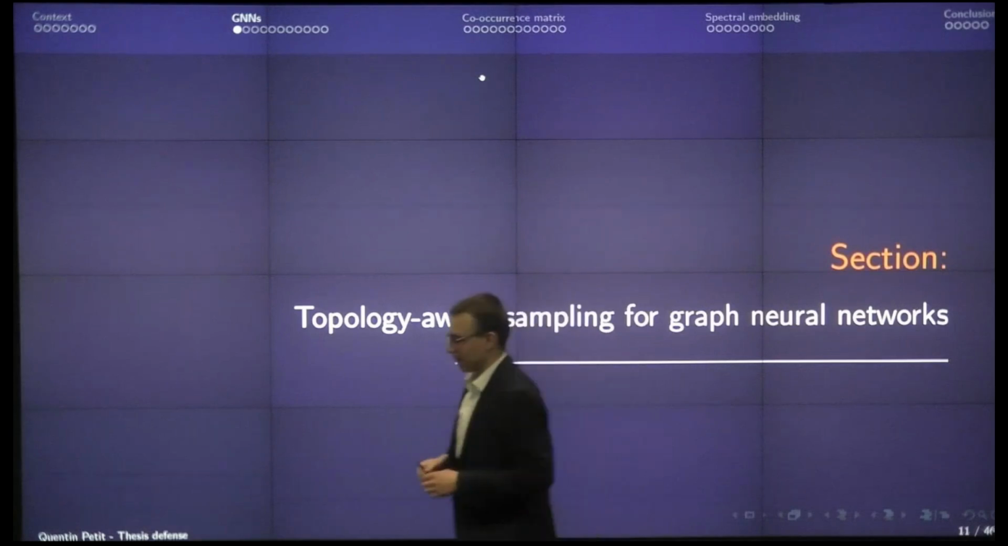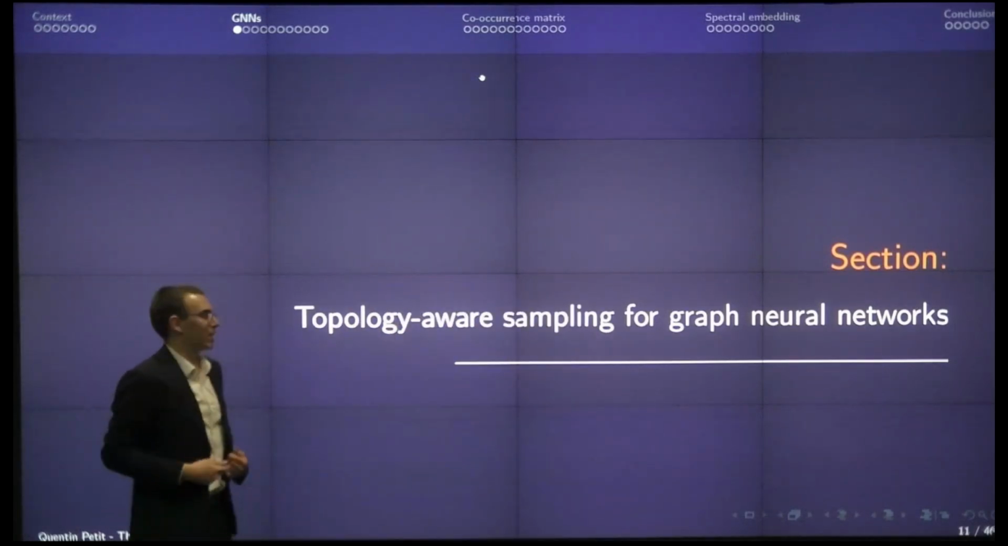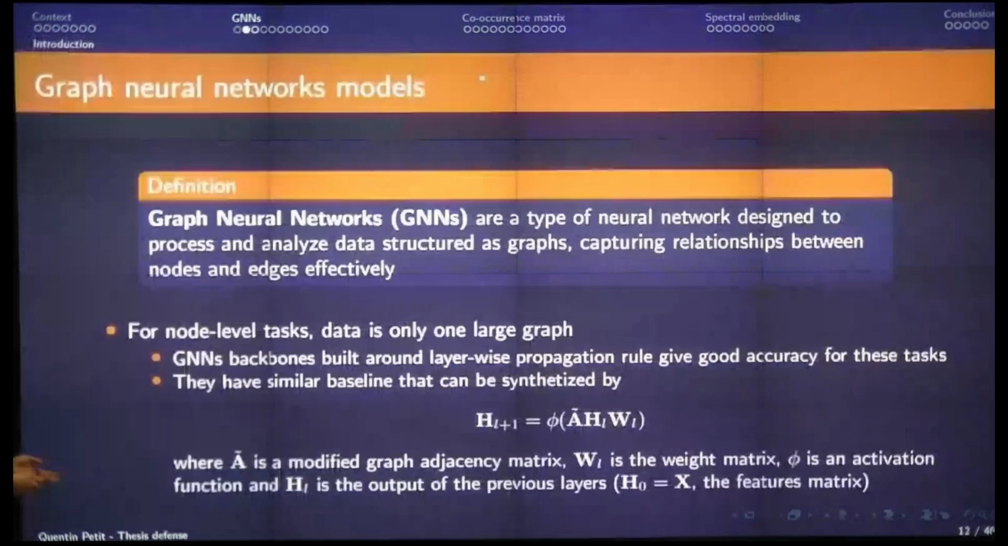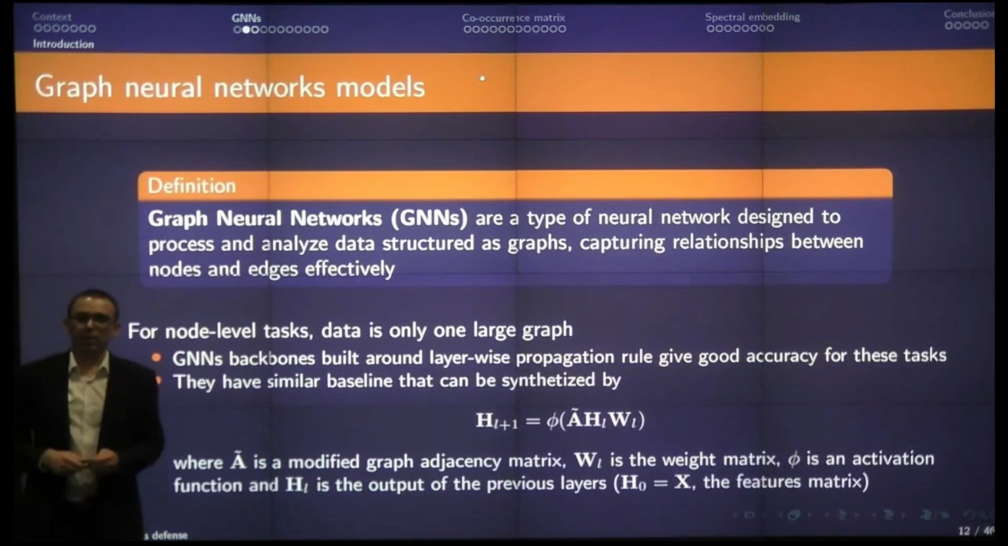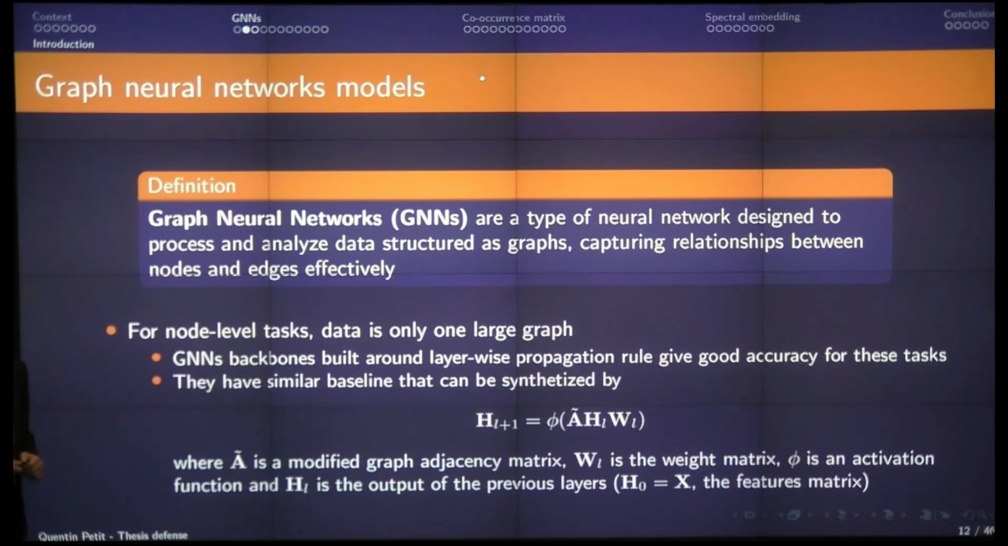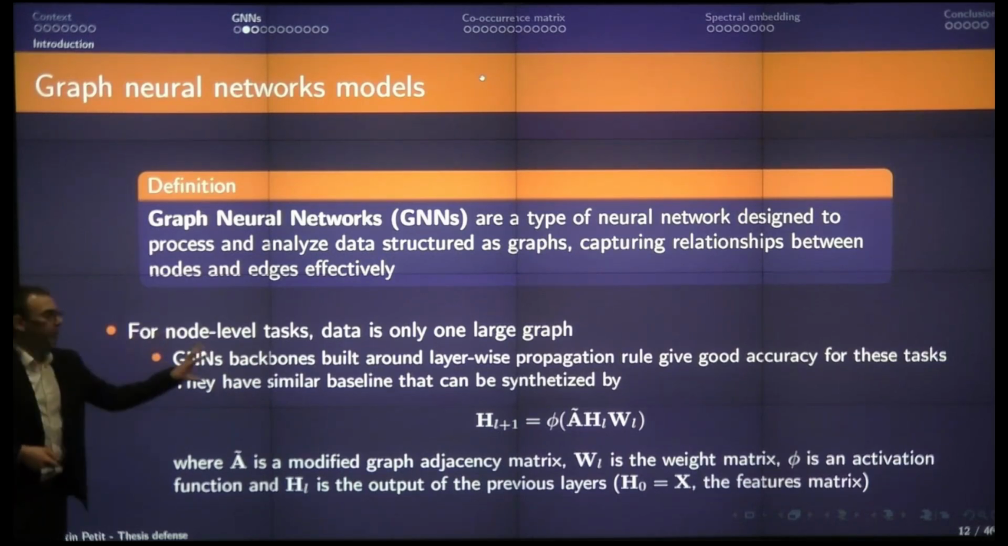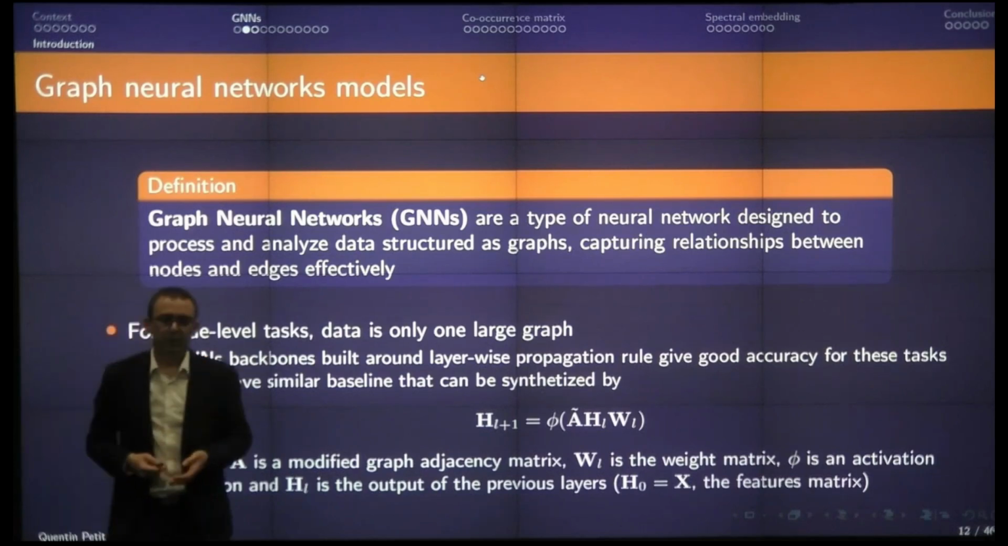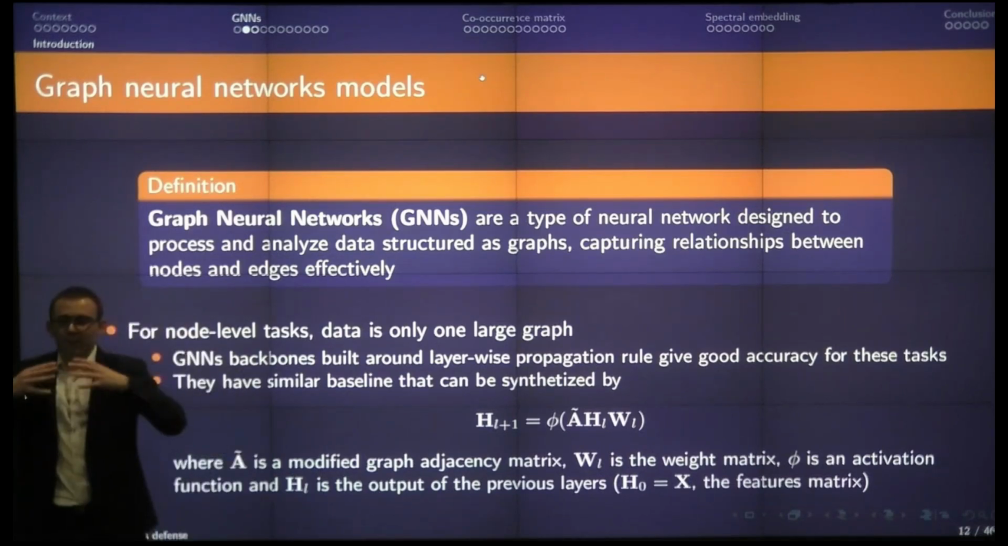Okay, so now I will start with the data structured as a graph, and we will talk about graph neural networks. A graph neural network is a neural network that is specially designed to process data structured as a graph. And this type of structure needs to capture not only the information inside the data, but also the relationship between the different elements inside the dataset. Here we will focus on node-level tasks, because for this type of task, we generally have only one very large graph for the training.